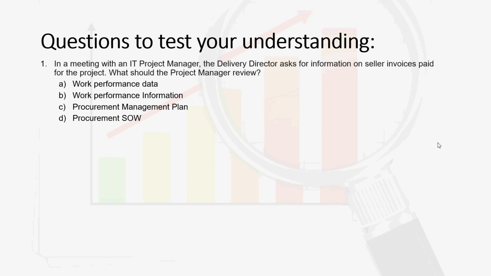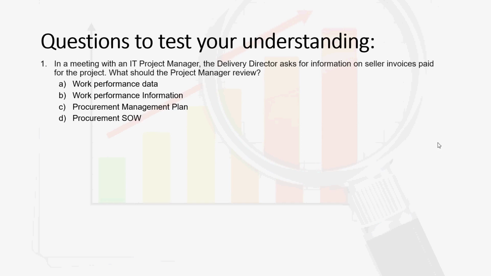Let's do this. In a meeting with an IT project manager, the delivery director asked for information on seller invoices paid for the project. What should the project manager review? Our options are work performance data, work performance information, procurement management plan, and procurement SOW.